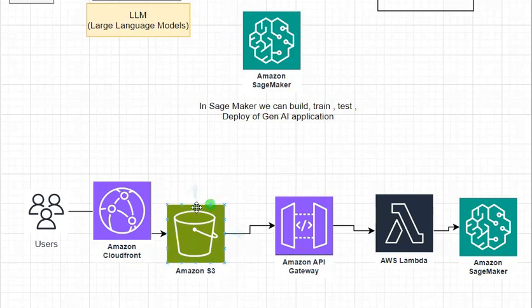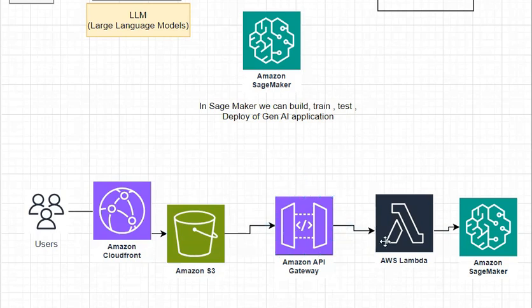To host my static website, I used S3, and for content distribution globally and to provide the response with low latency, I used CloudFormation. And I used this API gateway to provide the request to the Lambda function. Whenever a user requests some content, that will request this API gateway.